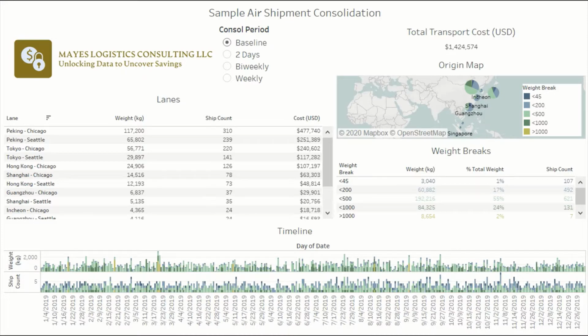Today, I'm going to show you how you can use logistics modeling scenarios and Tableau dashboards to uncover savings in your air transportation network. Right after this.